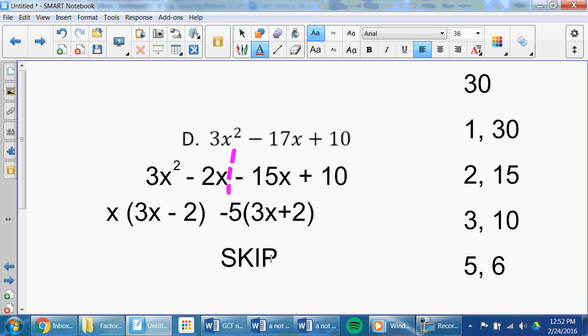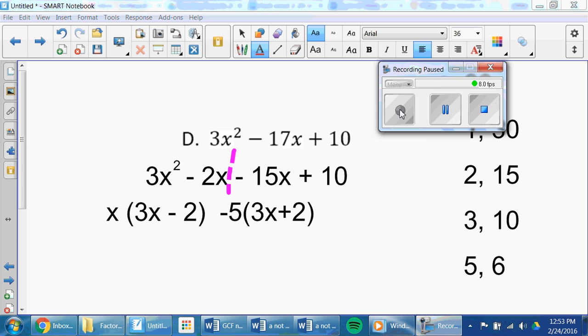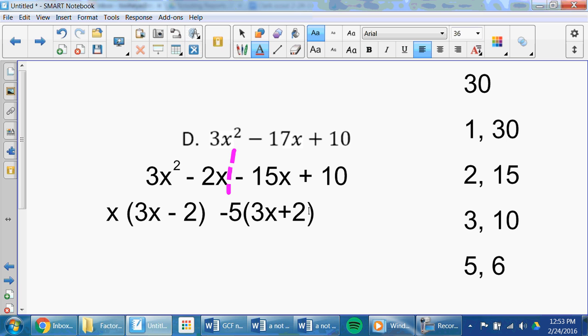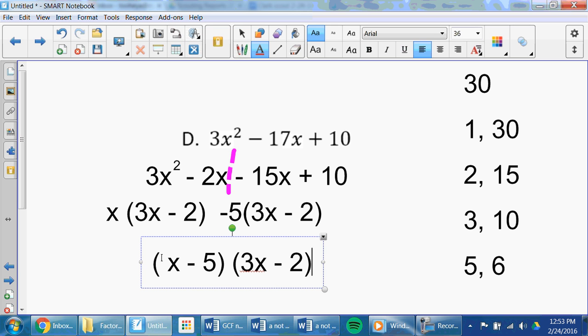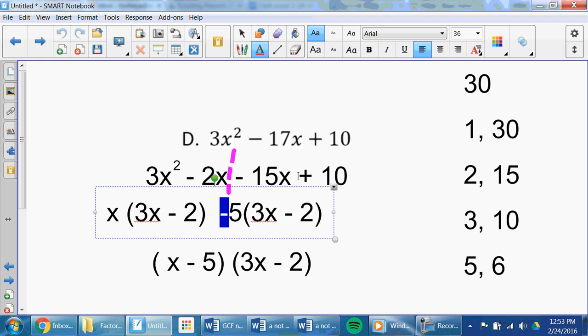Oh, I'm sorry, no, I did this. All right, I found my error. I'm supposed to make this a minus 2 because a negative times a negative is a positive. Now we're all good here together. All right, here I have x minus 5 and 3x minus 2. When I took out this negative, I had to switch my positive sign. I forgot to do that, my B. All right, so there's my 2 factors for D.